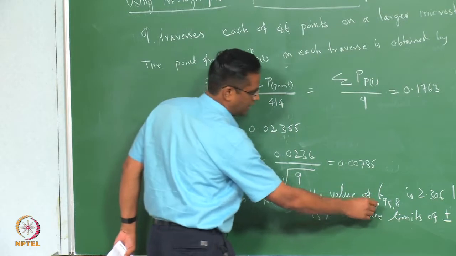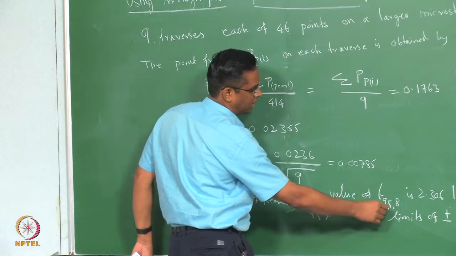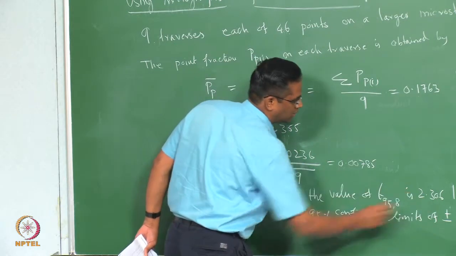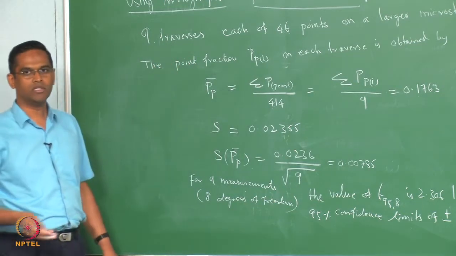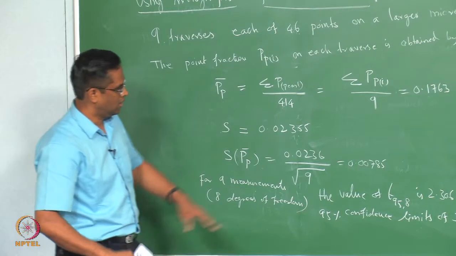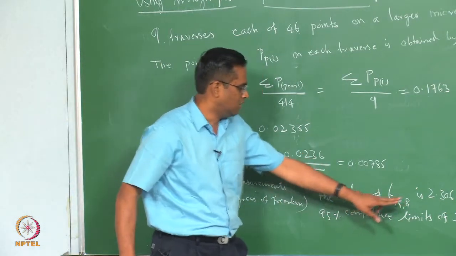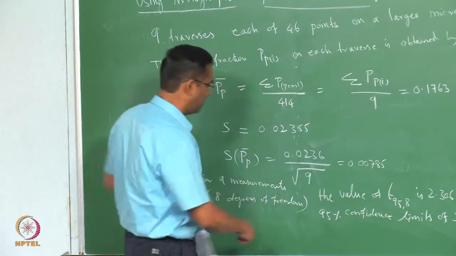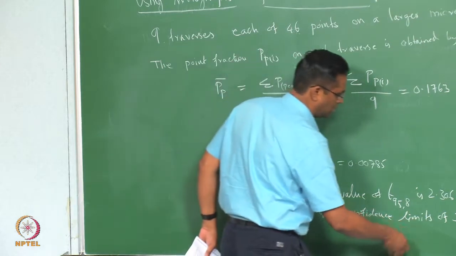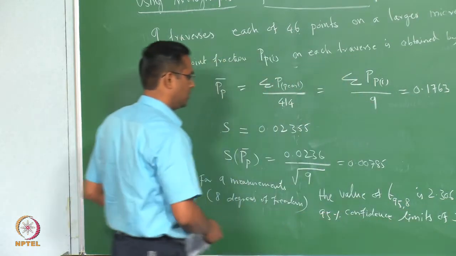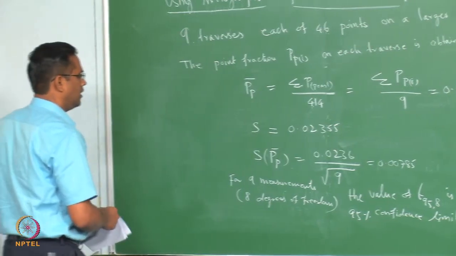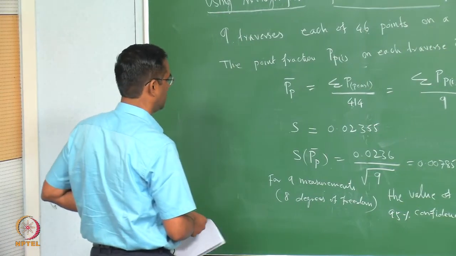The value of t, that is t 95, n minus 1, is 2.306. From the table, what we have just did in the last class, you can find this, leading to a 95% confidence limit of plus or minus 0.0181. So, now we can present the data in this fashion.